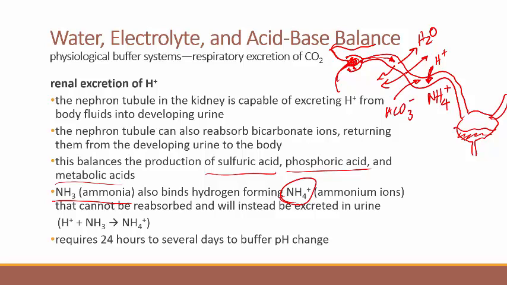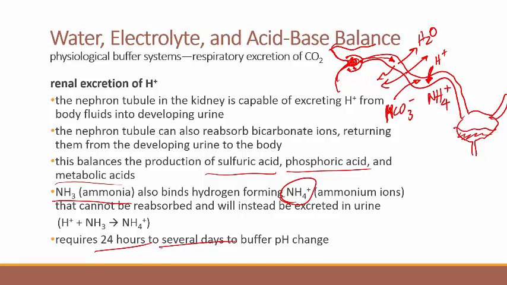So we can adjust the pH of our urine depending on the needs of the body. So if we have become acidic in the body, we're going to see a lot of hydrogen ions in the urine. If we become basic in the body, then we're going to see a lot of bicarbonate ions in the urine so that we can retain hydrogen ions. This is a much longer balancing process. It can take at minimum 24 hours to get into balance, and it may take several days in order to buffer any pH changes that we see in the body using the urinary system.